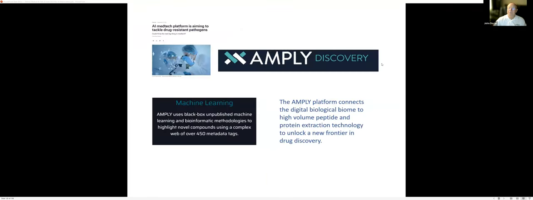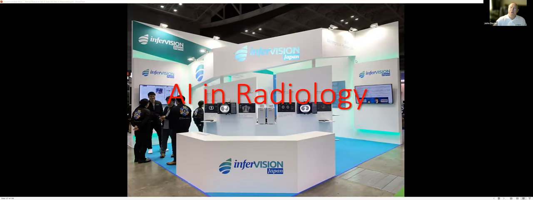So here's a platform that uses machine learning. It's called the Ampli platform. It connects the digital biological biome to high volume peptides and protein extraction technology to unlock new frontiers in drug discovery. So the idea is that it uses artificial intelligence to try and come up with new molecules that could be useful. What about radiology?